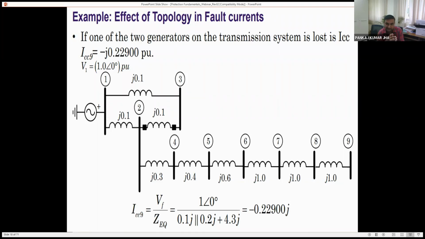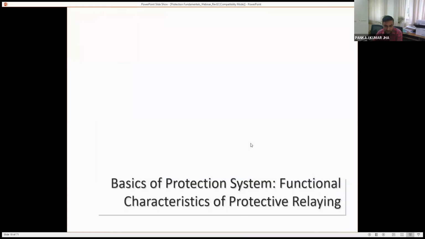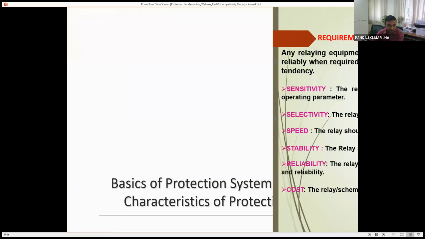A protection system must be designed in such a way that when two generators are in service, it should isolate the faults. Even if one generator is in service, it should isolate the faults. Even if the fault is at the end of the bus or the end of the network, it should isolate the fault. So in different types of systems and different conditions, we have to design our system. And for the purpose of this designing, there are 2 or 3 important parameters.